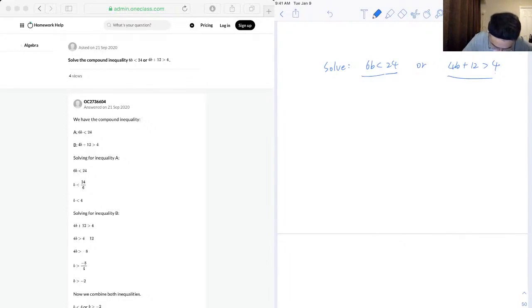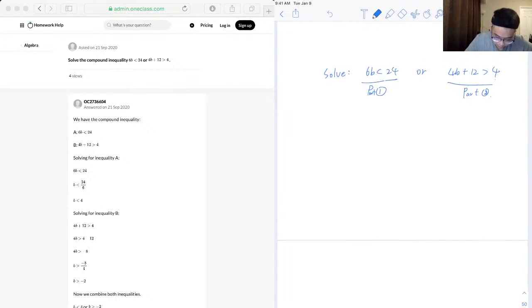Let's call this part 1 and part 2. Right. So first let's solve for part 1. We solve for part 1. We got 6b is smaller than 24.